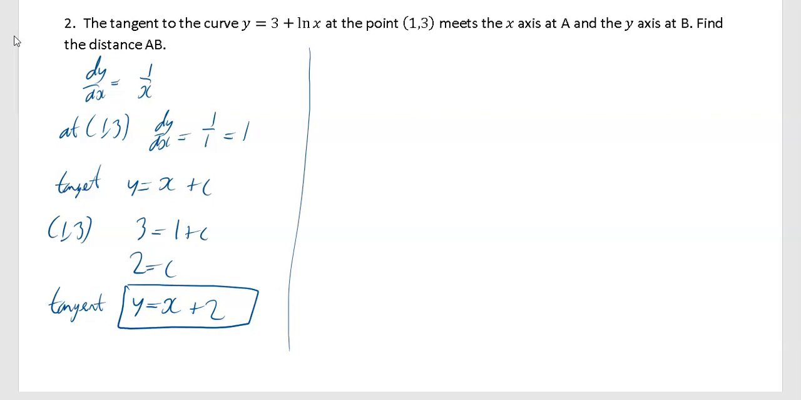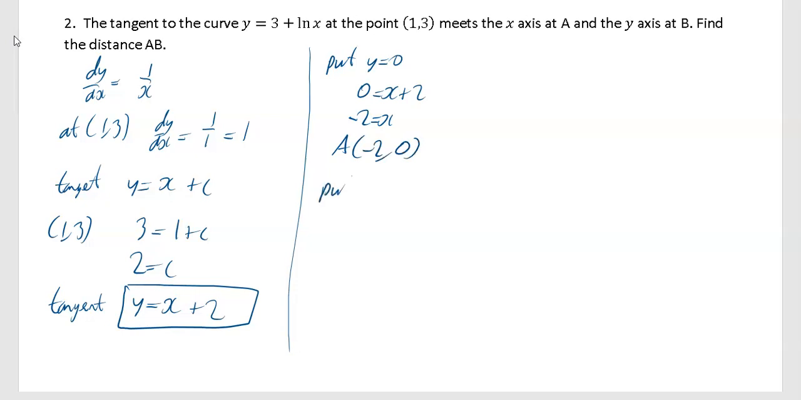Okay, it says about your tangent. Read the question again. The tangent to the curve meets the x-axis at A and the y-axis at B. So we just need to find A and B. So to find A, we're just going to put y equal to 0. So you're going to have 0 equals x plus 2, which means minus 2 is equal to x. So your point A is minus 2, 0.